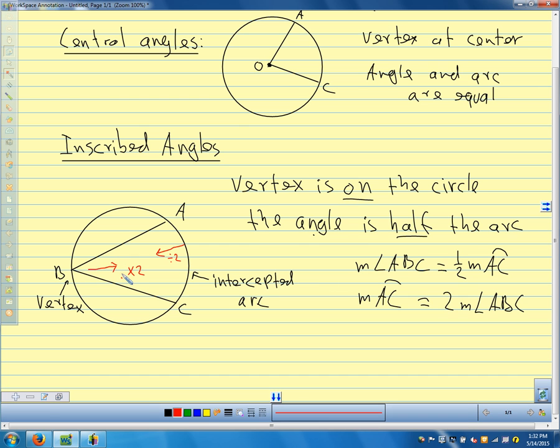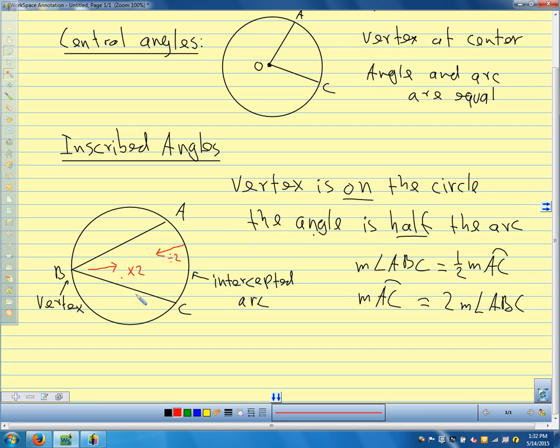So that's all we have to remember about intercepted arcs and inscribed angles. Go from the angle to the arc, multiply by 2. Go from the arc to the angle, divide by 2. And we'll extend it a little bit, but that's our basic rule for today. All right, questions on inscribed angles, what they are, and how they're related to the arc?